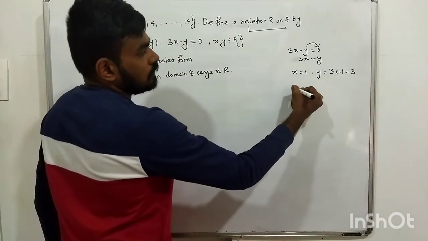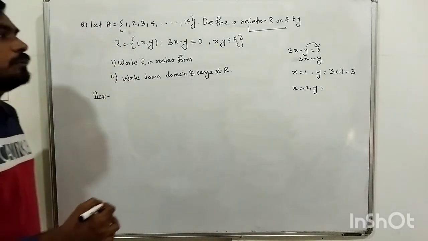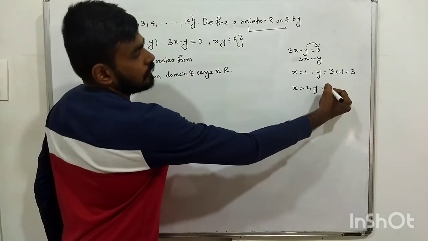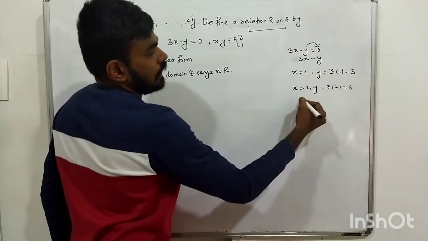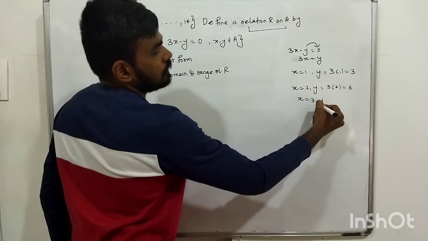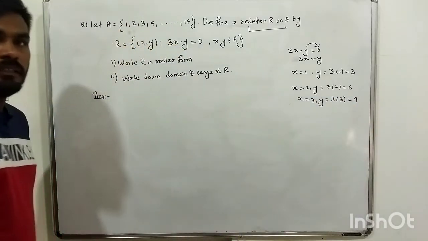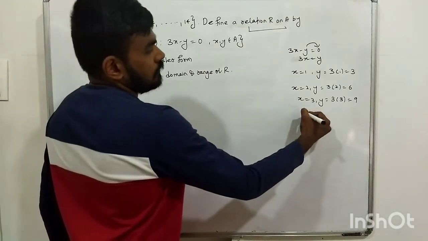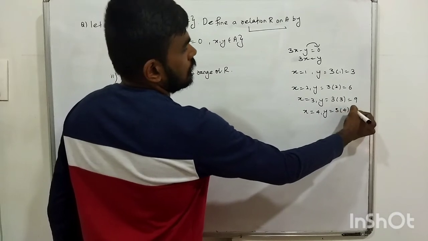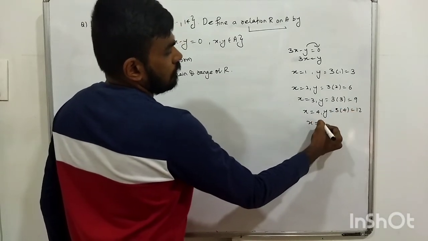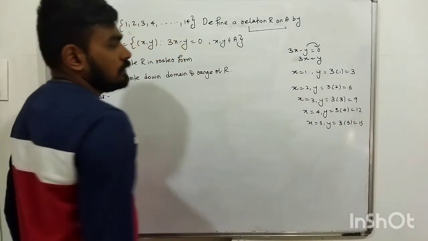Okay. When x is equal to 2, y is equal to what? 3 into 2, which is 6. When x is equal to 3, y is equal to 3 into 3, which is 9. When x is equal to 4, y is equal to 3 into 4, which is 12. When x is equal to 5, y is equal to 3 into 5, which is 15. When x is equal to 6, and so on.